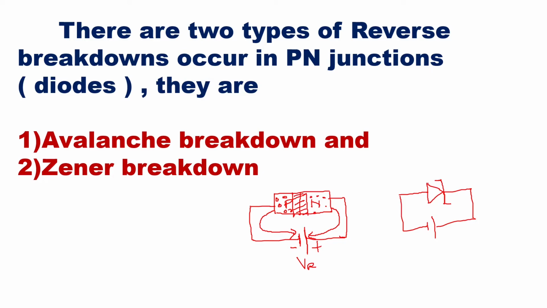Now, for the minority charge carriers which are there in P and N, in P electrons are minority charge carriers and in N holes are minority charge carriers. So for them, this arrangement of voltage will act as forward bias. Very few number of electrons are there in P type, very few number of holes are there in N type, which are minority charge carriers, which are generated because of temperature. For them, this type of arrangement will be like a forward bias arrangement.